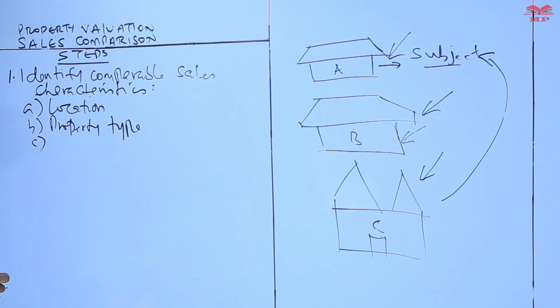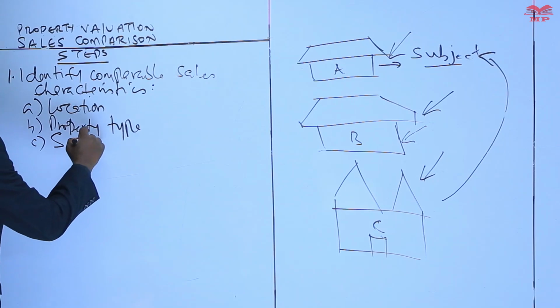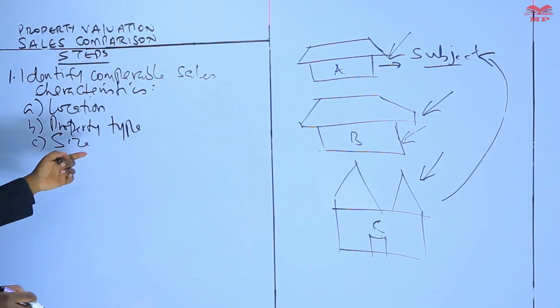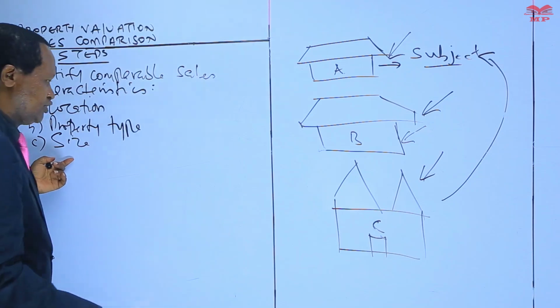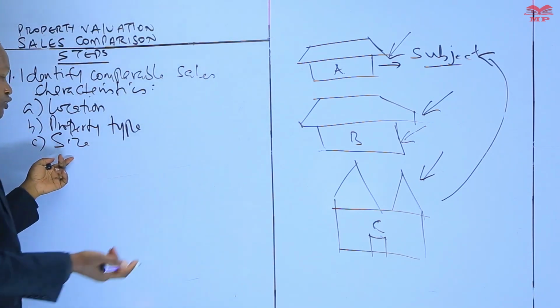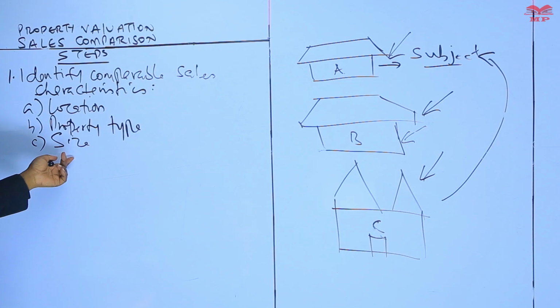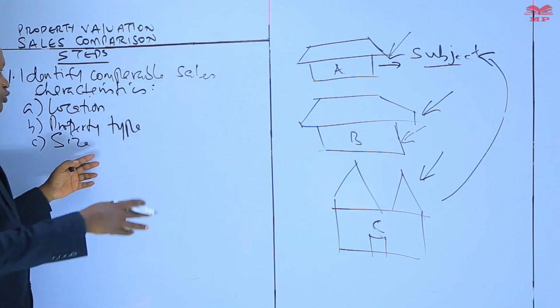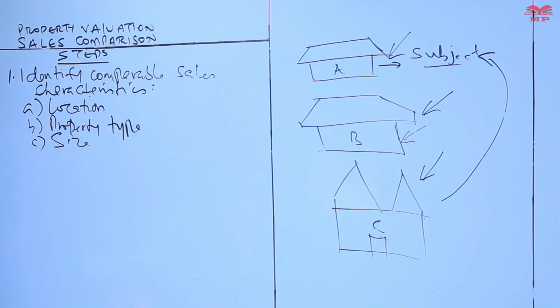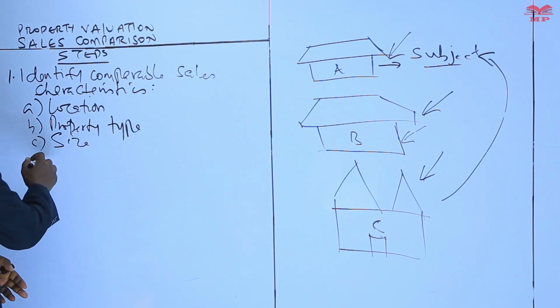Another key feature is the size. The size should be similar in terms of the square footage. The square footage of the house should be almost similar or similar. The living area, the lot size, the number of rooms, the bathrooms, the bedrooms, the kitchen. You look at the sizes of the comparables and the subject property. Understand?